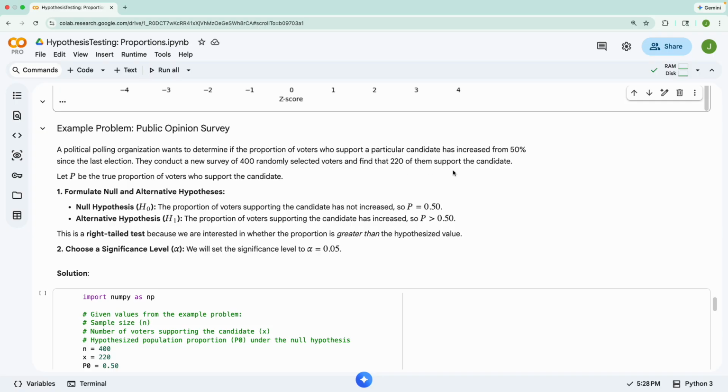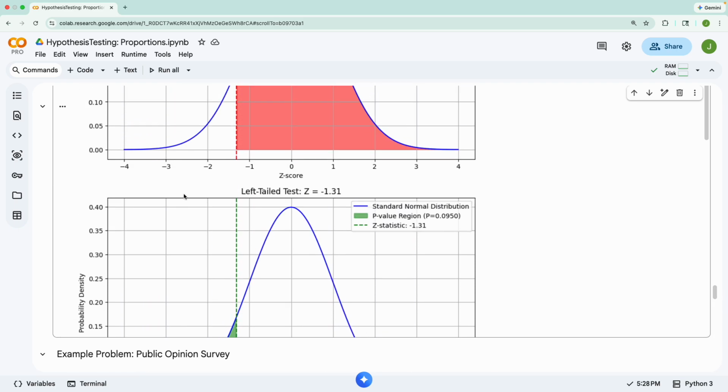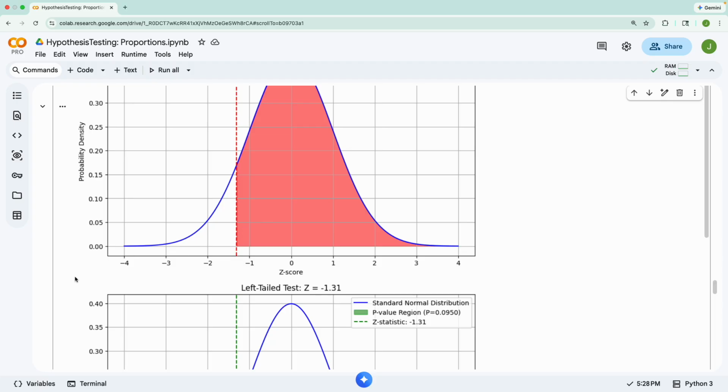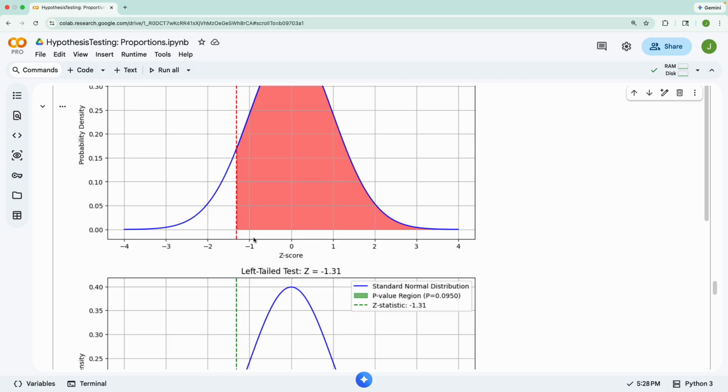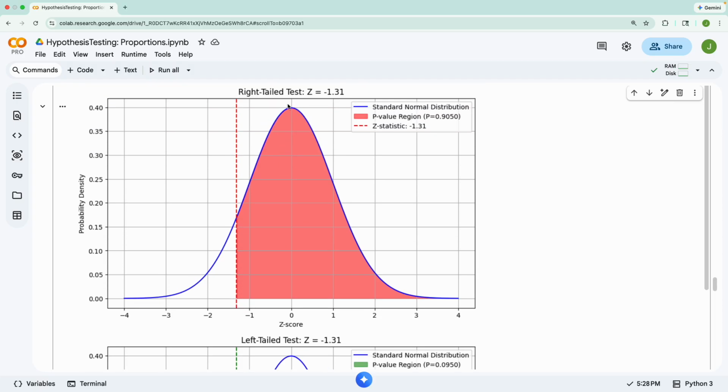So the first thing to do is write down the null and the alternative. The null is that it's still 50%. Things haven't changed. The alternative is that it's increased. It's more than 50%. So this is a right-tailed test. So we're looking at a region like this. The exact value is probably going to be to the right of the peak or the mean here.